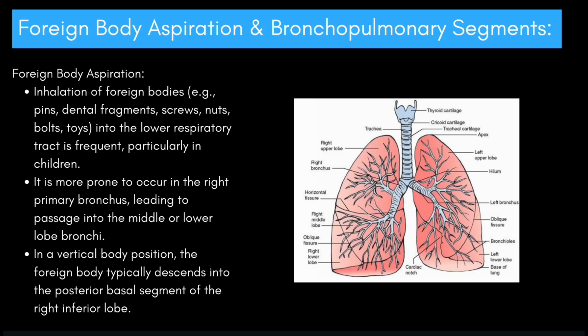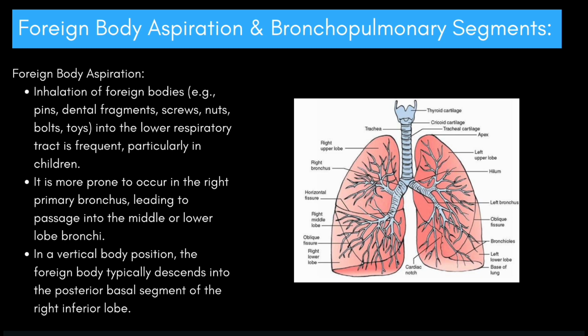Today I'd like to open up by talking about foreign body aspirations. I'll be discussing the bronchopulmonary segments in the upcoming slides. So foreign body aspiration mainly involves the inhalation of foreign bodies like pins, dental fragments, screws, nuts, bolts, and toys into the lower respiratory tract.